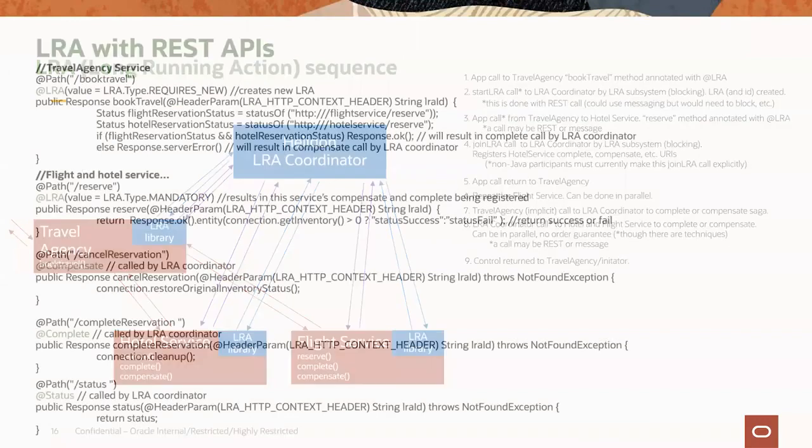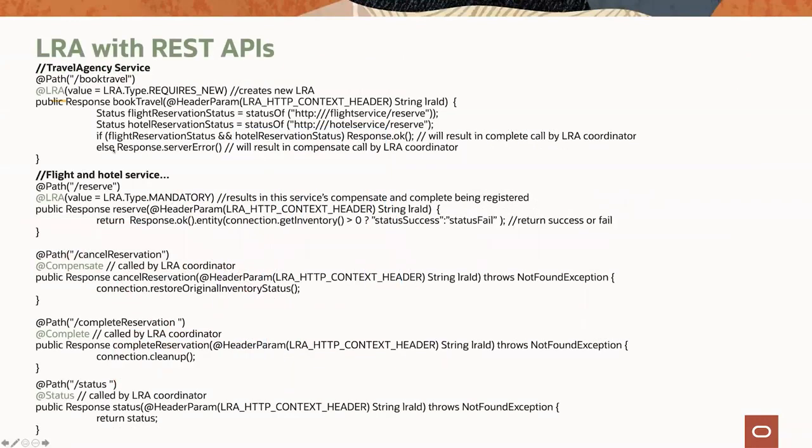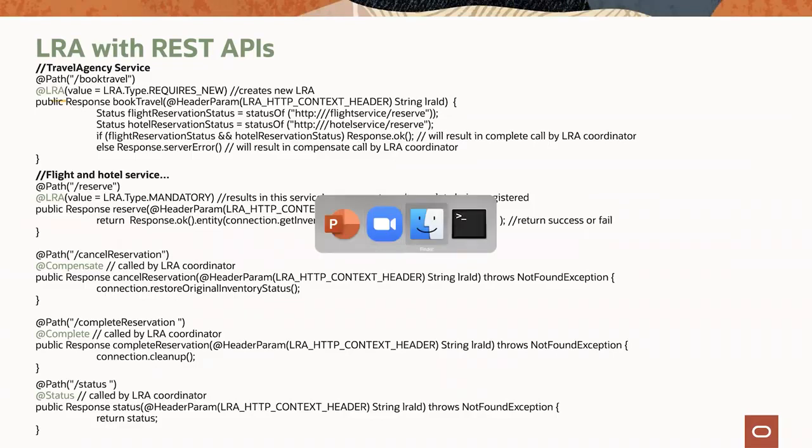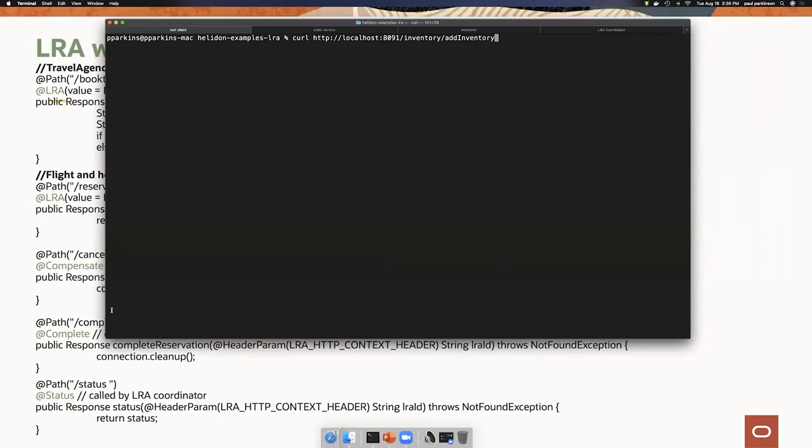So again, let's just return to those annotations to look. So we saw that it came in, started a transaction in the book travel here. It then called these services and listed, and then we saw the compensate or complete called for that case. So I'll just show you very quickly in a demo the same concept. So in this demo, we have the exact same flow. We're just using an order and an inventory service.